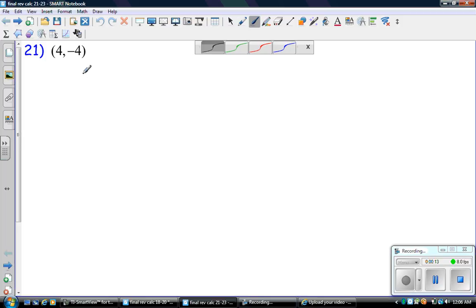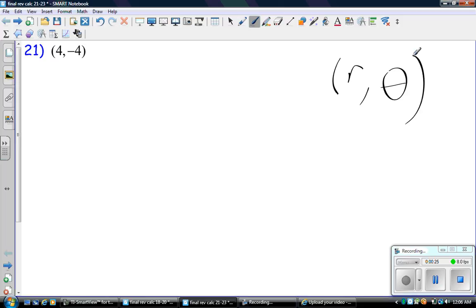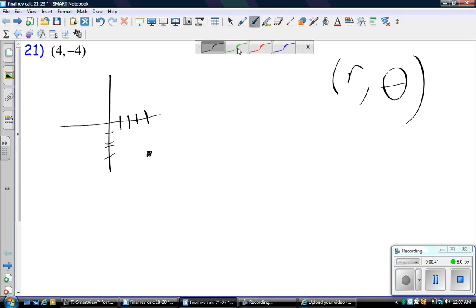Okay, so number 21, convert (4, -4) to polar coordinates. Remember, polar coordinates have a radius and an angle. It's a different way of thinking about where a point lies. First thing I'm going to do, though, is just plot this like normal. So (4, -4). Okay, so I want the radius, how far that point is from the origin.